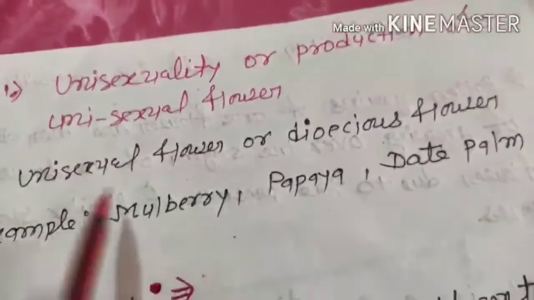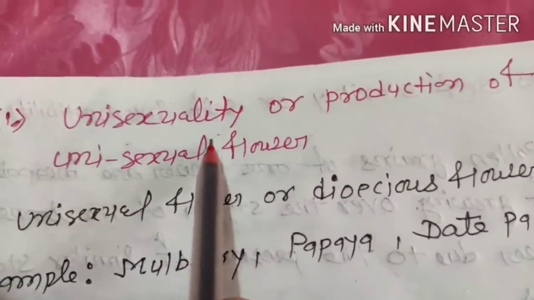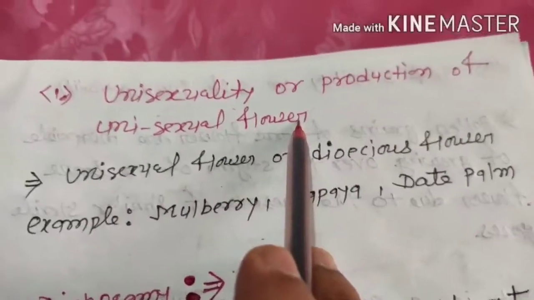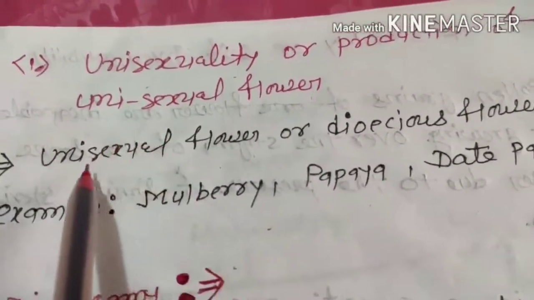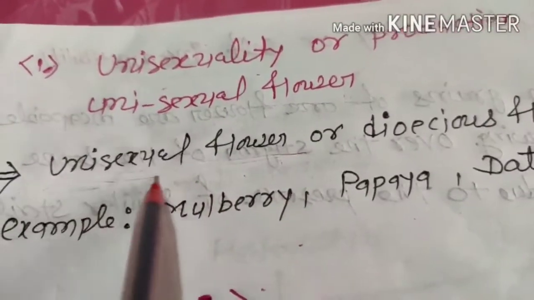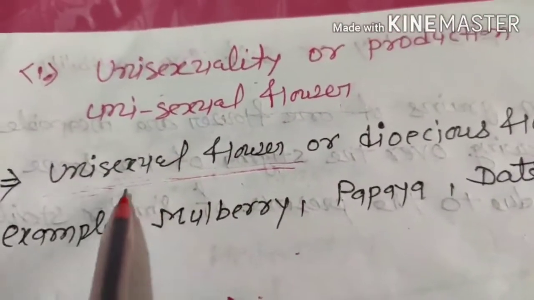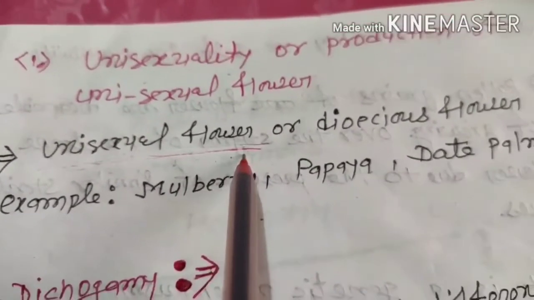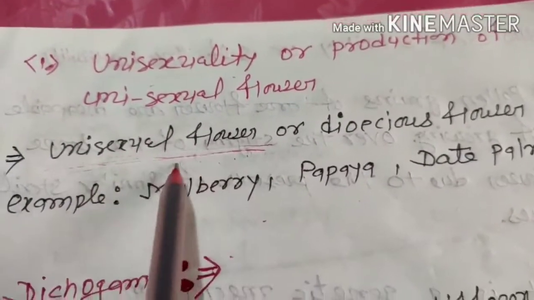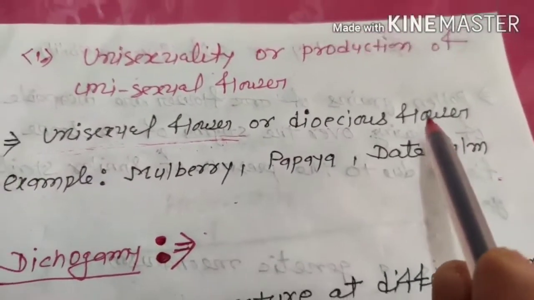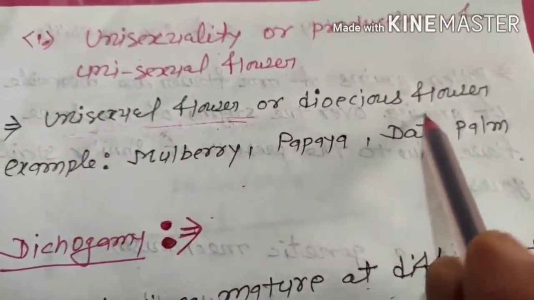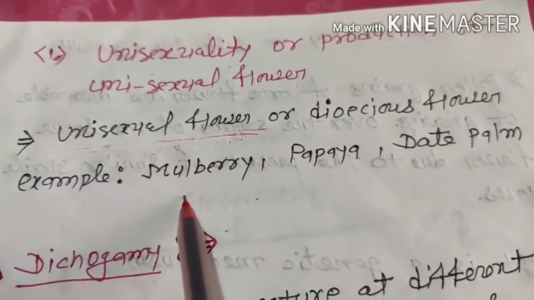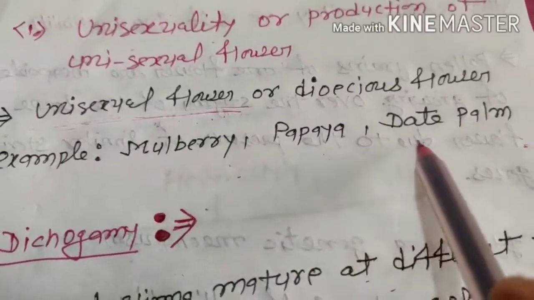Now we see the first device, unisexuality or production of unisexual flower. We should give more emphasis on production of unisexual flower, because we know that a unisexual flower contains either the male or the female reproductive part of the flower. So unisexual flower or dioecious flower helps in cross pollination, and cross pollination helps in increasing the fertility rate. Examples are mulberry, papaya, date palm.